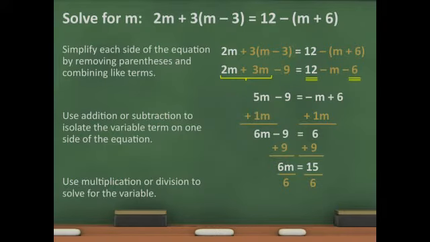Now we can solve for m by dividing each side of the equation by 6. On the right side of the equation, 15 over 6 reduces by 3 to leave 5 over 2. The solution to the equation is m equals 5 over 2, or 5 halves.